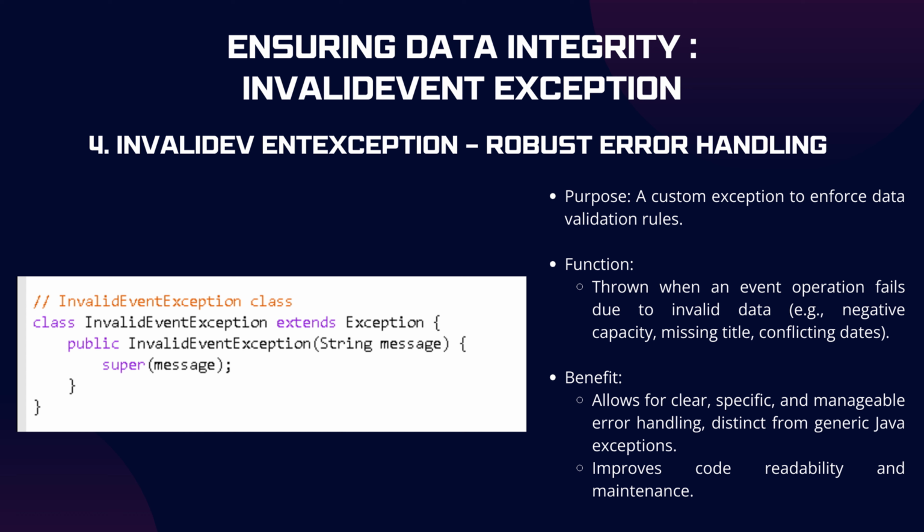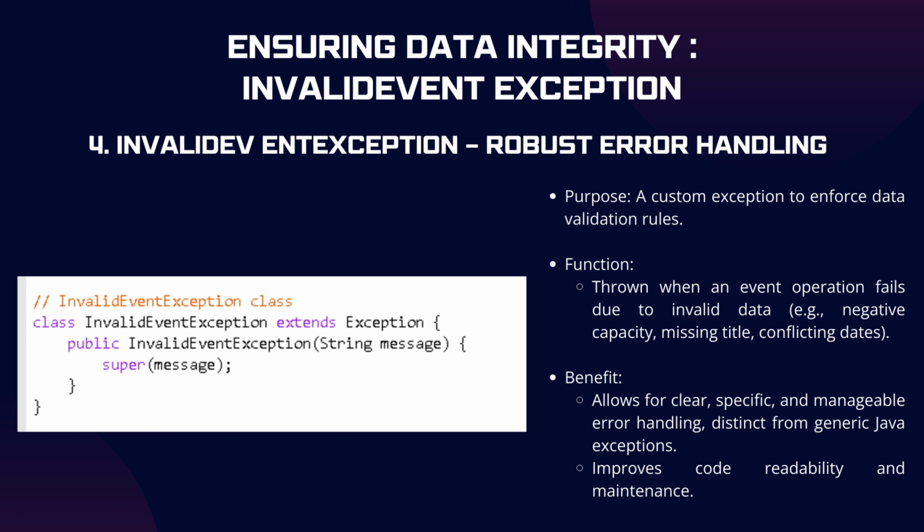Instead of a generic exception, which could mean anything, this class tells us specifically that something went wrong while handling an event. This makes our code cleaner and easier to debug, as we can catch this specific error and handle it appropriately. For example, if a user enters a negative number for a conference capacity.